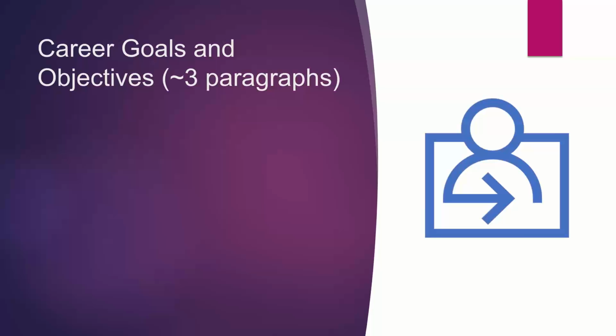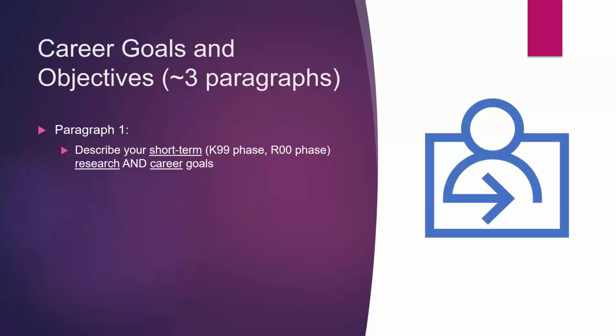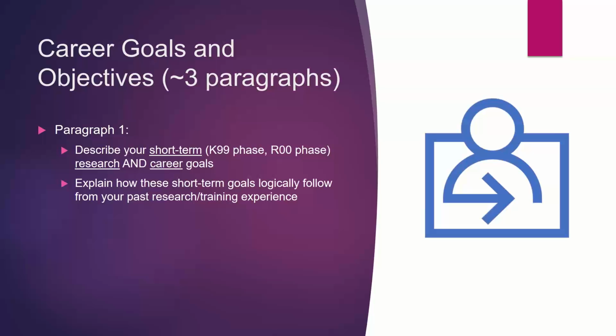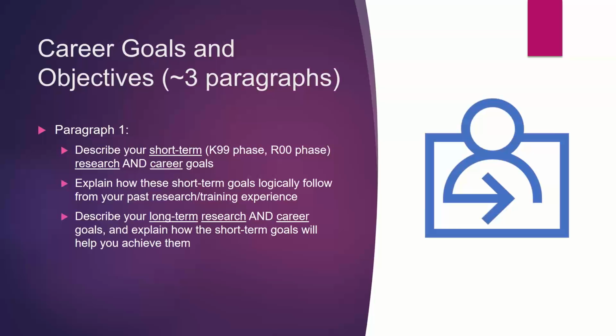So for career goals and objectives, you could break this down into 3 paragraphs. Again, go with what your primary mentor suggests, but here's just an overview of what you need to include. So for paragraph 1, describe your short-term K99 phase, R00 phase, research and career goals. So obviously start with K99 first. And then go to R00. Explain how these short-term goals logically follow from your past research and training experience. And then describe your long-term research and career goals and explain how the short-term goals for K99 and R00 will help you achieve these goals.